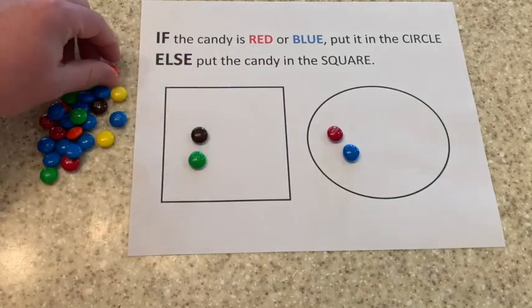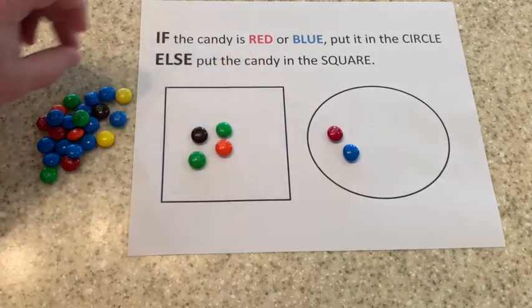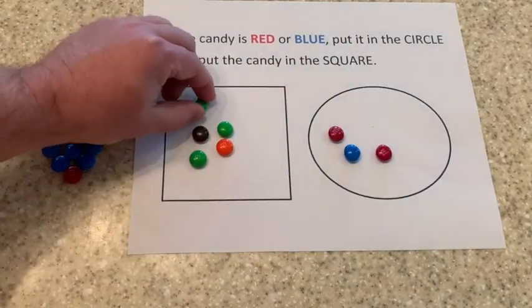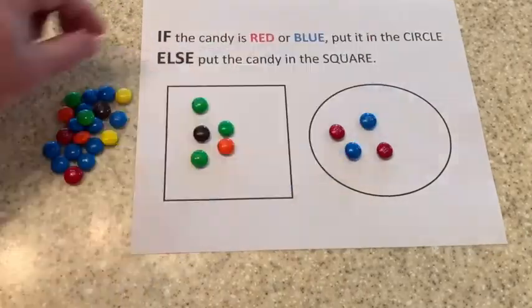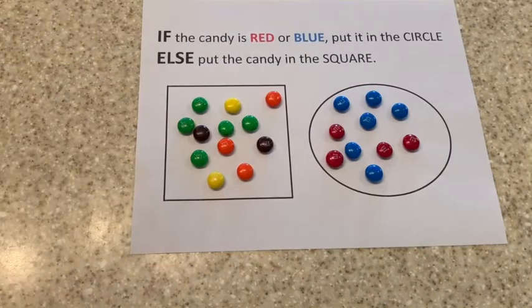So the greens, the browns, the oranges, the yellows all go in the square. Red and blue are the only ones that go in the circle. We'll speed this up a little bit, and there we have it. If the candy is red or blue, it's in the circle, else the candy is in the square.